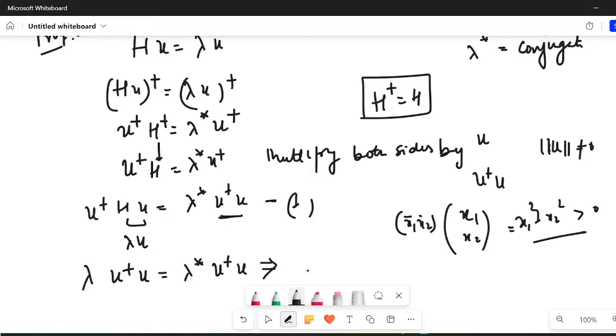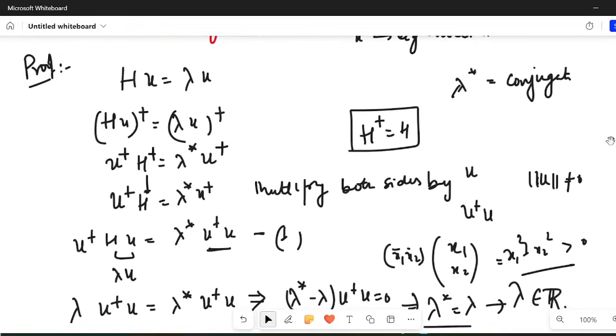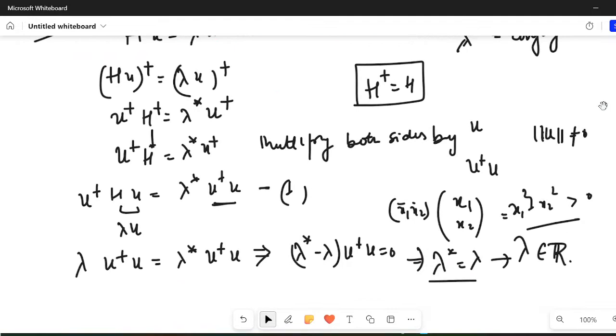That implies that (lambda star minus lambda), where lambda star is the conjugate of lambda, times U dagger U is equal to 0. It implies lambda star is equal to lambda, so lambda is real. It implies that lambda belongs to R. So always remember that the eigenvalues corresponding to Hermitian matrices are always real. This is quite easy to see. Is that clear? I think this is something that you all must have done in your BSc or MSc somewhere.